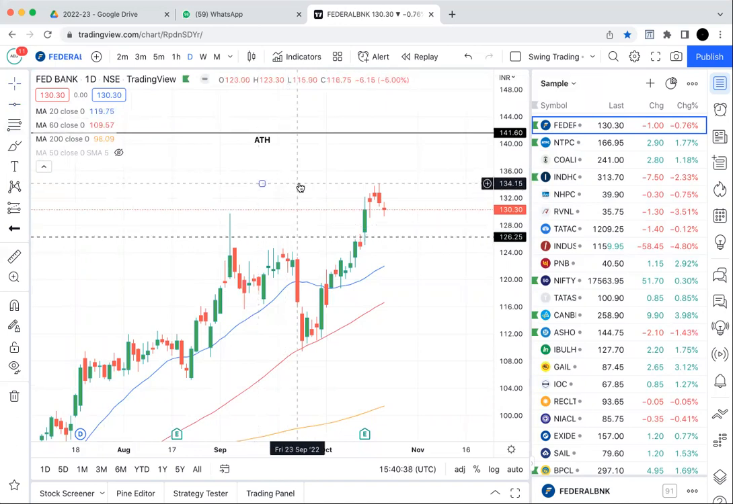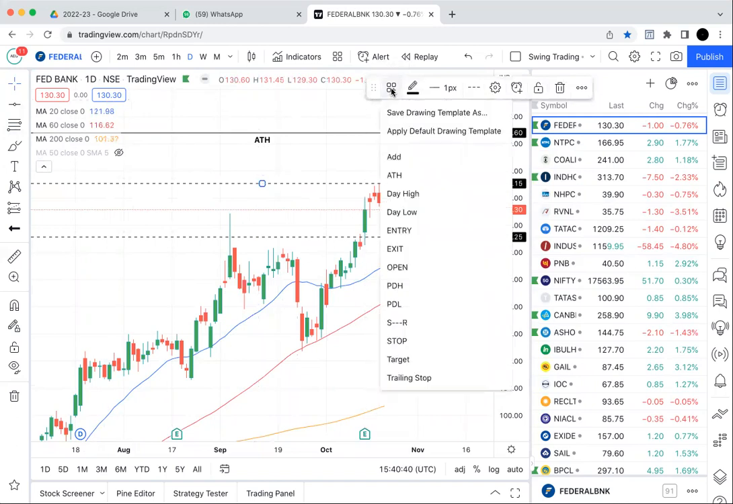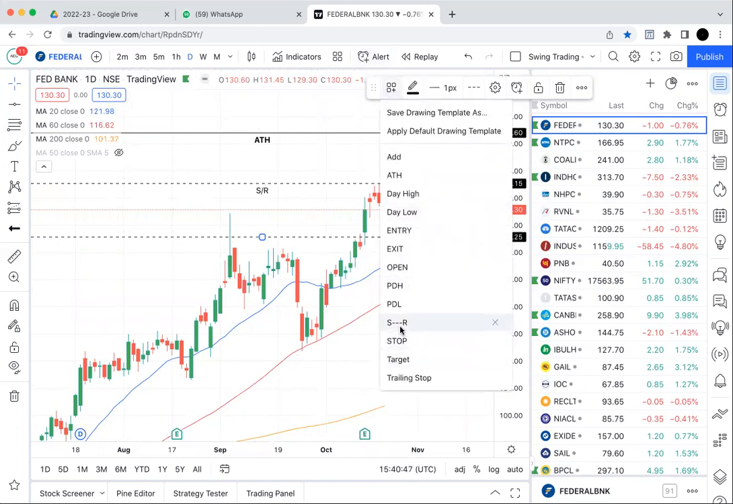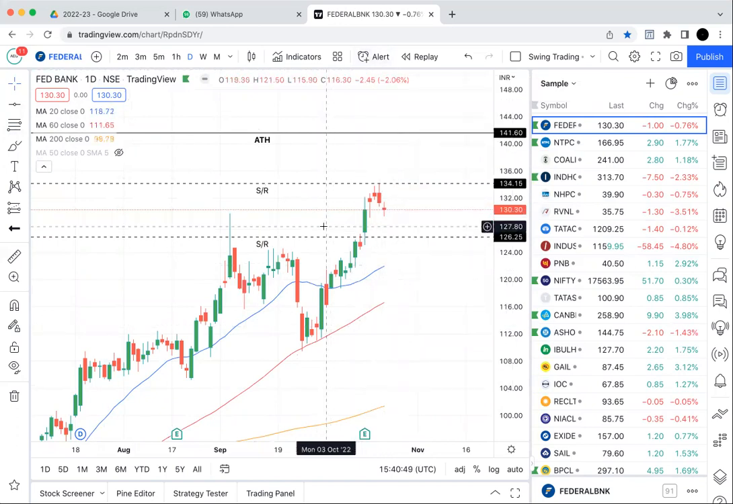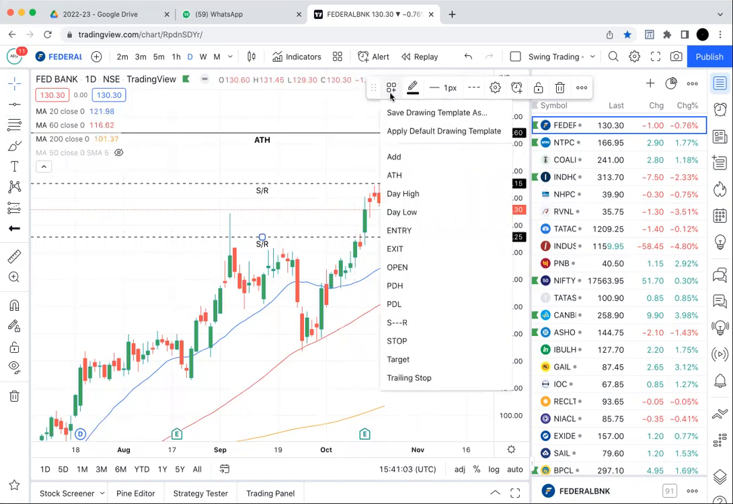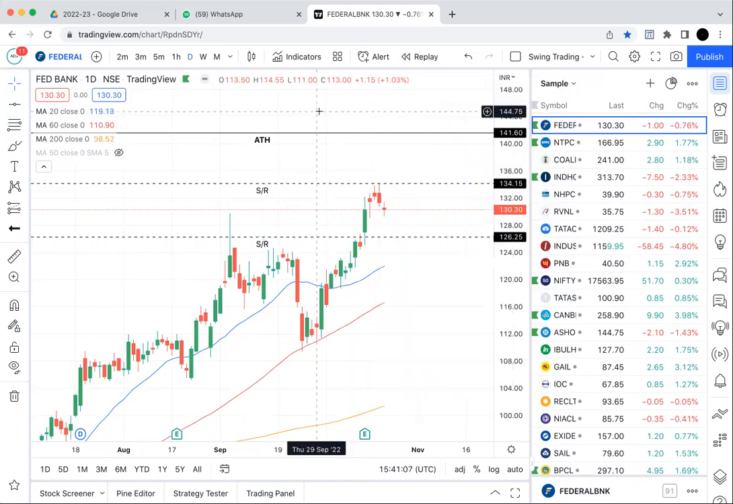All right, and I'm going to call this SR for support resistance. And down here on the bottom also, I'm calling it SR. By the way, I made these earlier, and you can do that as well. After you make a line, you click on the settings, and you can select the text you want to put there, the color you want, the type of line, and then you go here and press Save Drawing Template As, and you can give it a name.